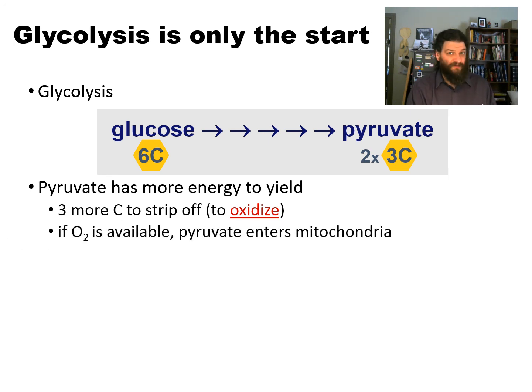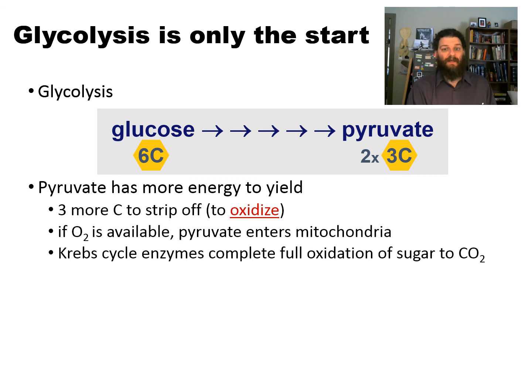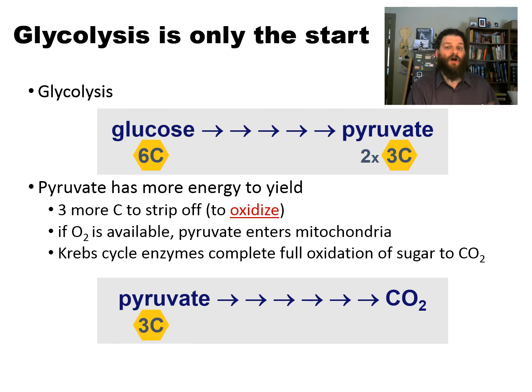If oxygen is available, and of course we're talking about a eukaryote here, that pyruvate then can move into the mitochondria, where the Krebs cycle is going to oxidize it even more, breaking it down from the 3-carbon pyruvate into 3 single-carbon carbon dioxide molecules.